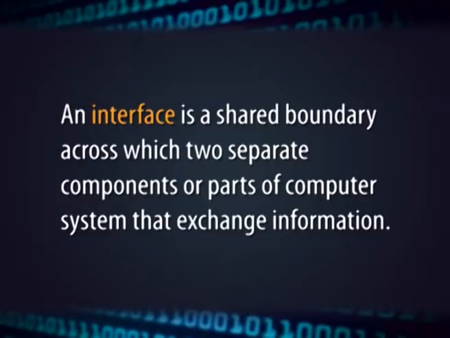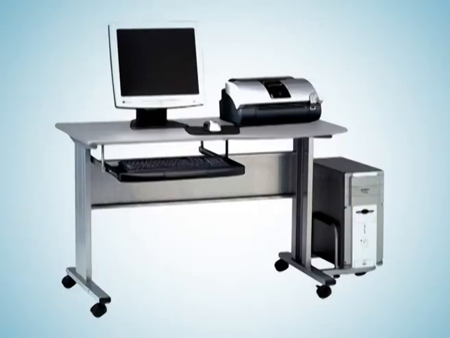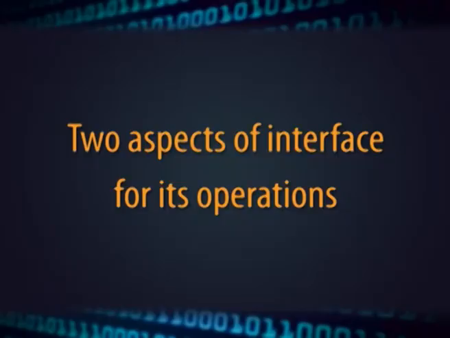Let us begin our discussion with the word interface when used in conjunction with computers. An interface is a shared boundary across which two separate components or parts of a computer system exchange information. For example, the parts could be the system unit of a PC and a printer or a mouse. The exchange can be unidirectional or bidirectional, that is, data and commands which would be transferred may flow in both or only one direction. Any interface has two aspects for its operations.